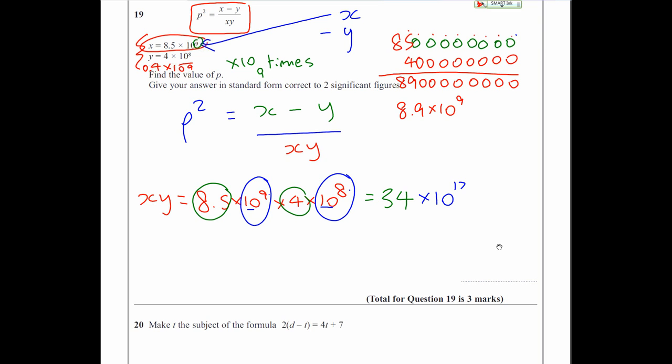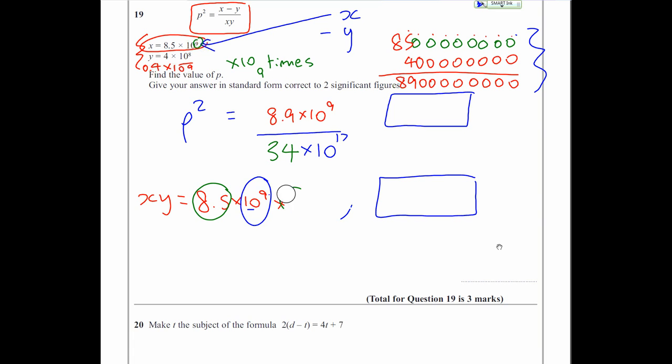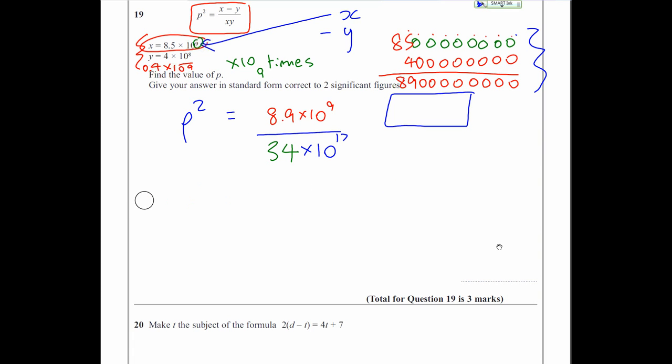Okay? This thing with column addition is just showing you what's going on. So, that is one part, that is another part. Let's put it into the question. Okay. So, what we're doing now is we're trying to solve this. So, what we're going to do is we're going to have to square root to find p. And it's saying give your answer.